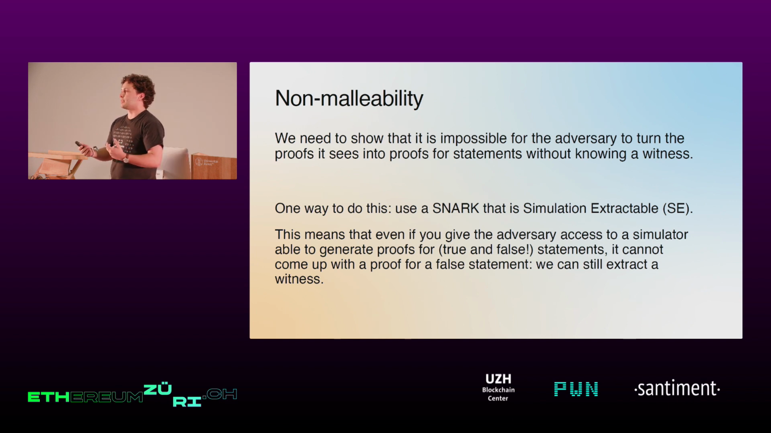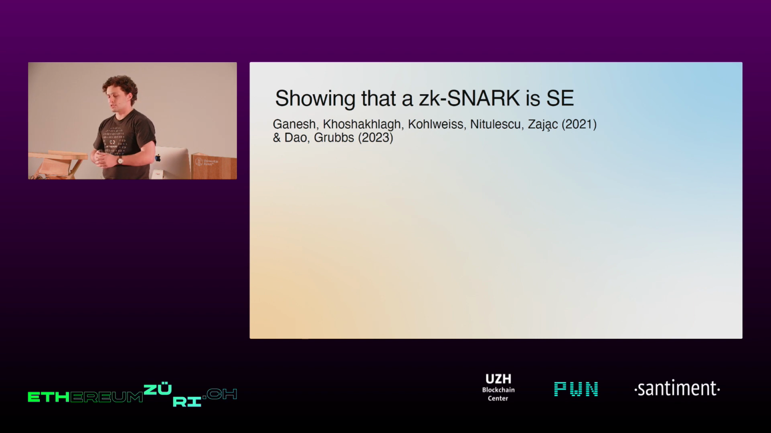So simulation extractability is this stronger extractability guarantee in which even if we give the adversary access to a simulator for false and true statements, it still cannot come up with its own proof without knowing a witness. So how do we show this? This is work by Ganesh, Kohlweiss, Nitulescu, and Zajac in 2021, and very recent work by Dao and Grubbs, which essentially reduces the simulation extractability property to proving three main properties.